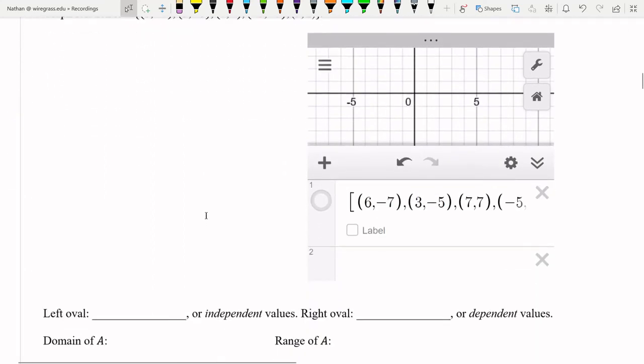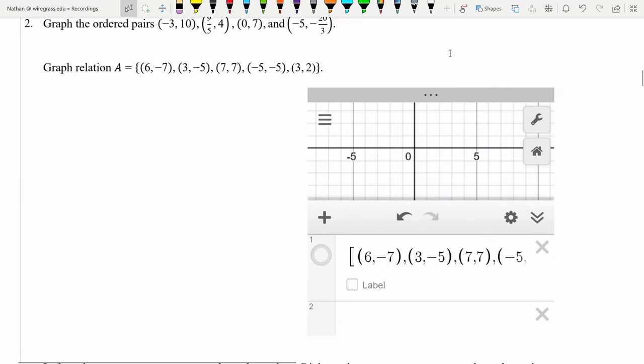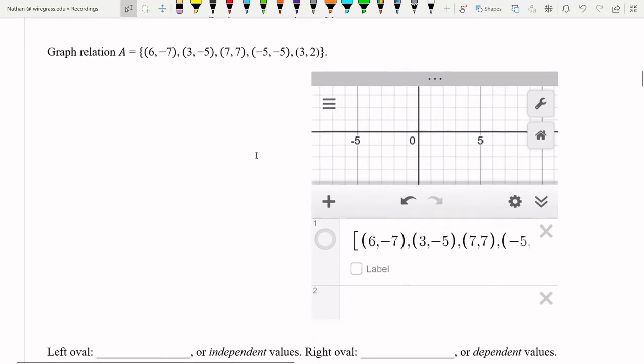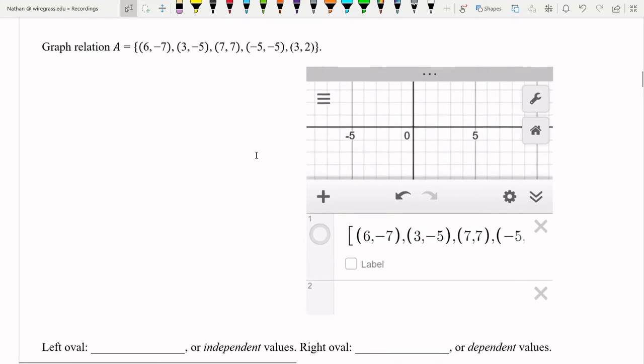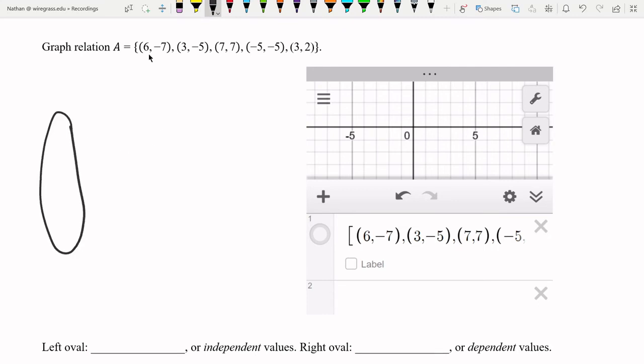Okay, so we're going to graph this relation. I had shown it before, but we're going to graph this relation. I'm going to graph it three distinct ways. So the first way is I'm going to create some balloons. I'm going to look at the first values, 6, 3, 7, -5, and 3. 3, 7, -5. And again, we have 3, so that's right there.